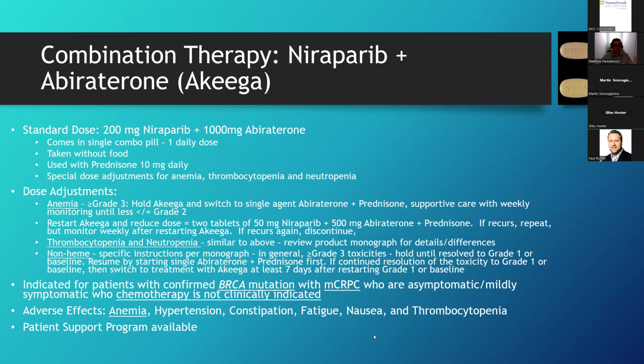product monograph. For example, for anemia, if it's grade 3 or greater, you would hold the Akeega and switch the patient to single agent abiraterone plus prednisone and provide supportive care with weekly monitoring until they return to less than grade 2. You would then restart the Akeega at a reduced dose. That would be 2 tablets of 50 milligrams of niraparib plus 500 milligrams of abiraterone plus prednisone. And if this recurs, you would repeat.